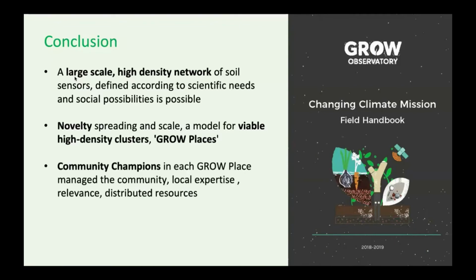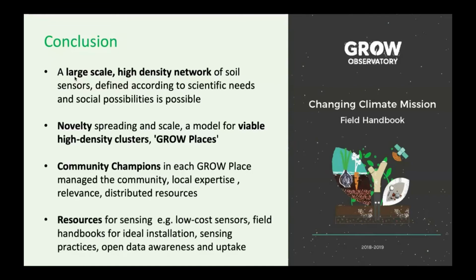And in each place, there was a community champion who managed the community, the local expertise, the relevance and the distribution of resources, and then maintained that knowledge at the community level. So they created more resilient communities in terms of the skills that those communities came to and left with. And they were left with these resources.